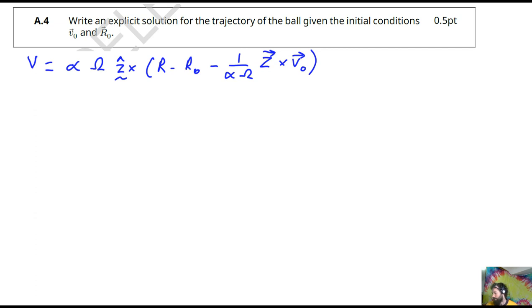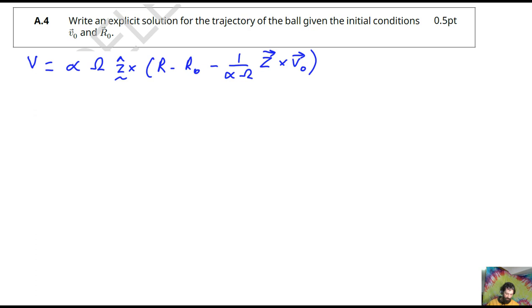Alright guys, so in A4 they want us to find a solution for the trajectory of the ball. As we discussed before, we know this is going to be a circle because the acceleration was at right angles to velocity, and from this equation here we can actually see that velocity is also at right angles to position. But now what we want to do is actually just get the coordinates of that trajectory. Now I'm just going to do this in Cartesian coordinates. You can do it in other coordinates if you'd like to.